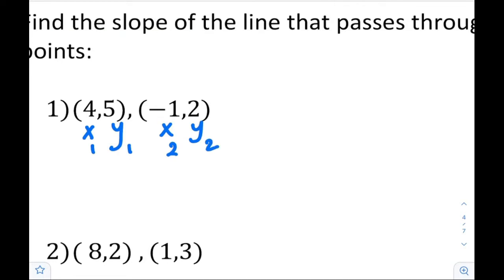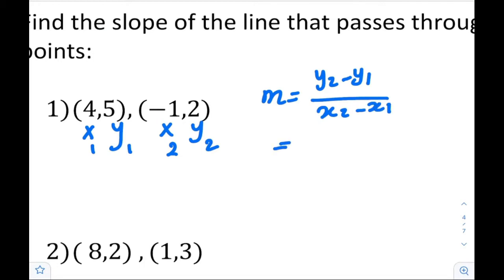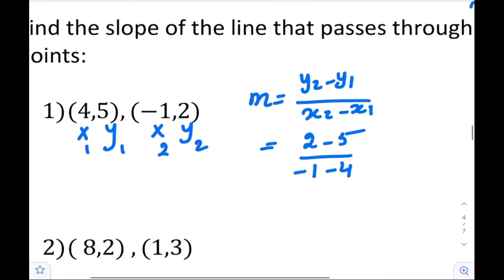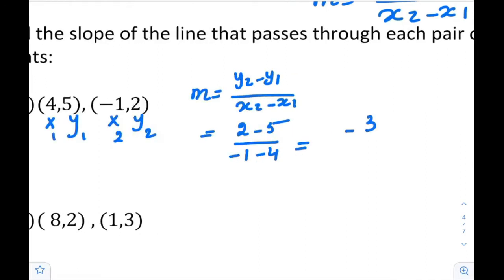We can consider that this is x1 y1, this is x2 y2, and then we will apply the formula y2 minus y1 over x2 minus x1, which is equal to 2 minus 5 over minus 1 minus 4. 2 minus 5 is negative 3, minus 1 minus 4 is negative 5. Negative goes with negative, the answer is 3 over 5.